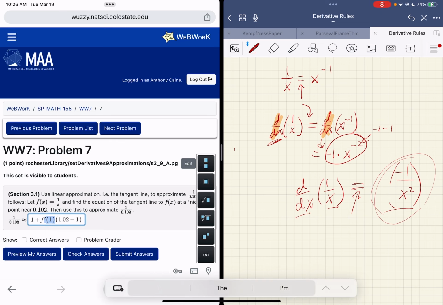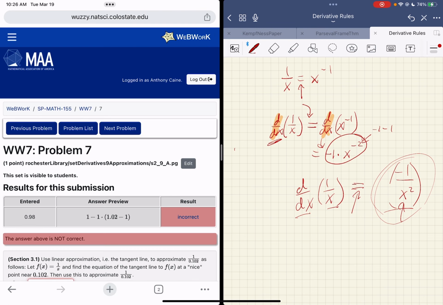I want to do f prime at 1. If I plug a 1 down here, well, division by 1, you're not doing anything. So really, I just have that negative 1. Okay? All right, there we go.